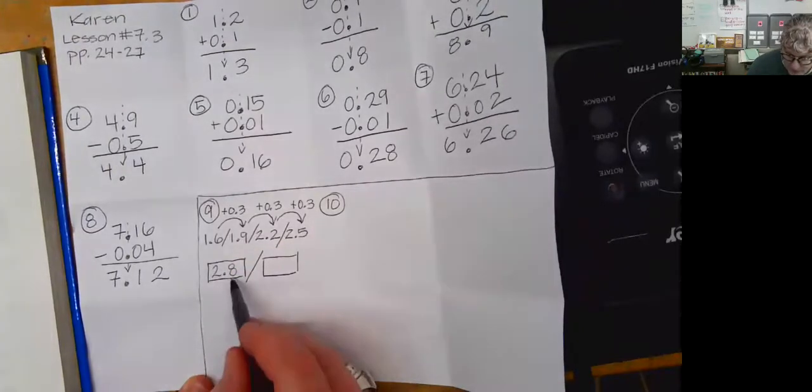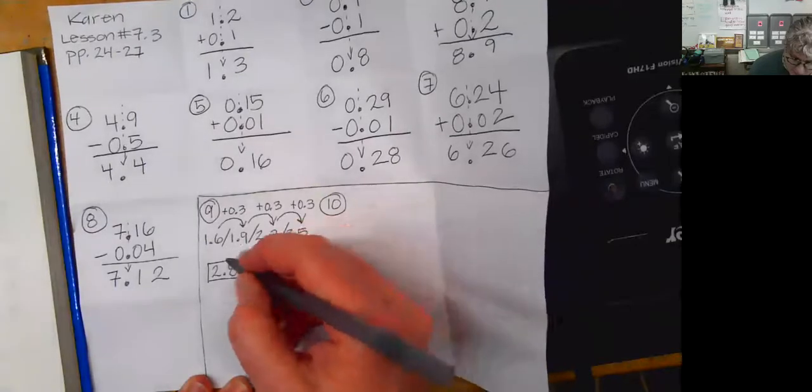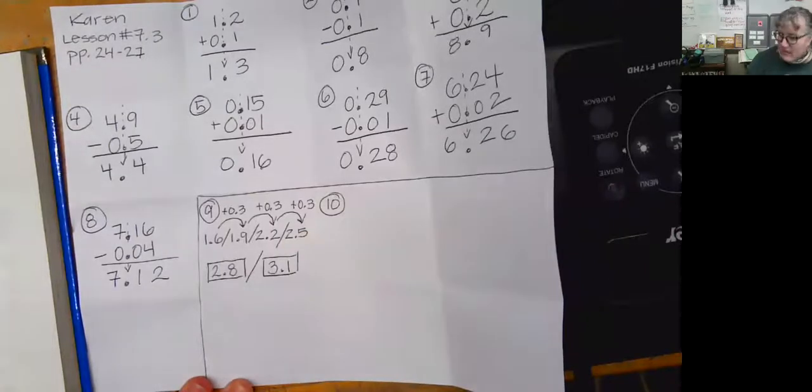If I add 3 to this, I'm going to get 11, which means I'm going to regroup and it's going to give me 3.1, right? Because I'm regrouping.